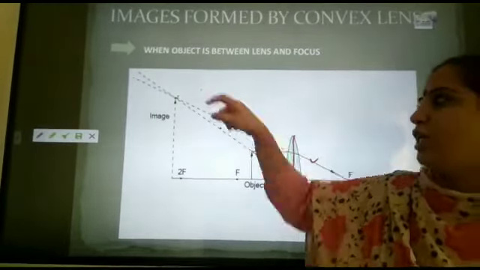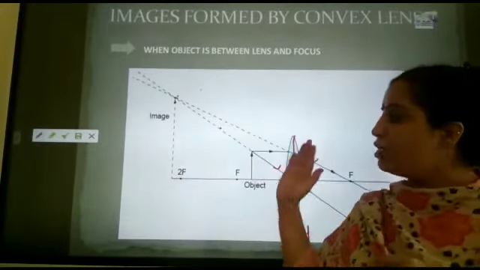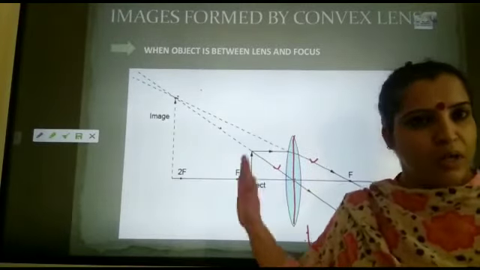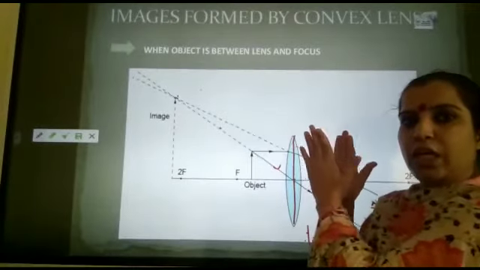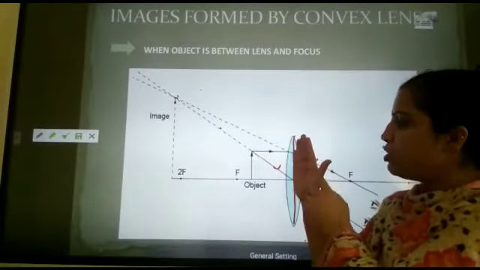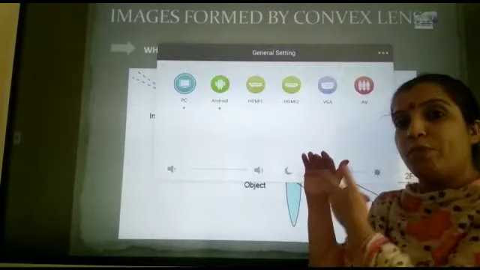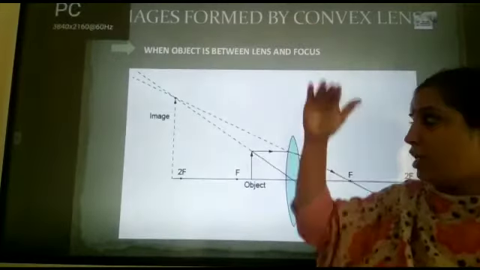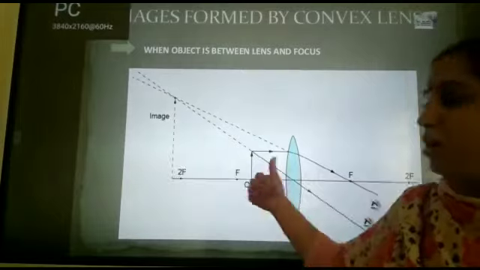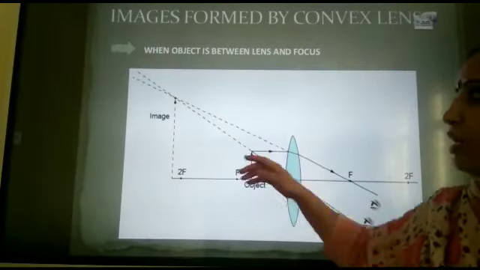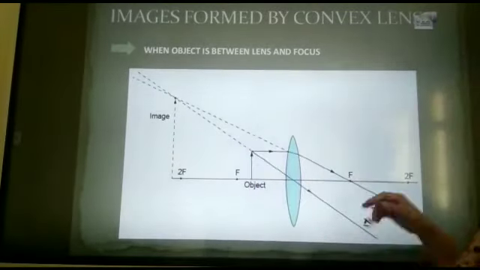This is shown and represented by the dotted line. So this means the image is on the same side. So what does it show? When the object is placed closer, nearer to the lens, the image is formed on the lens side, and it is bigger in size. It will be bigger in size. So see, the image is on this side of the lens, and it is bigger in size.